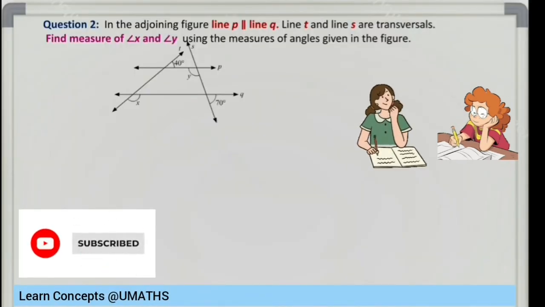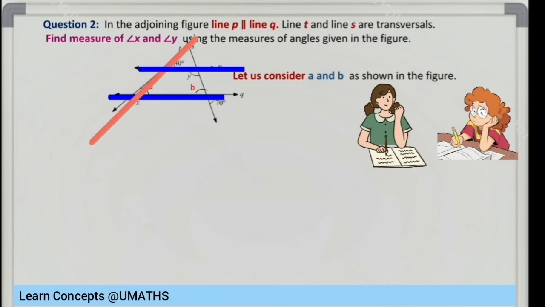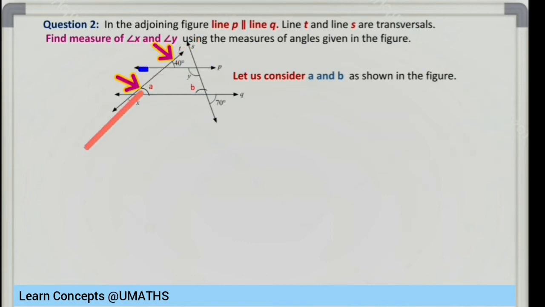In the adjoining figure, line P is parallel to line Q. Line T and S are transversals. Find the measure of angle x and angle y using the measures of angles given in the figure. Let us name two angles in this figure, angle A and angle B. Observe the figure, line P and Q are parallel and T is transversal. Therefore, angle A is equal to 40 degrees because they are corresponding angles.